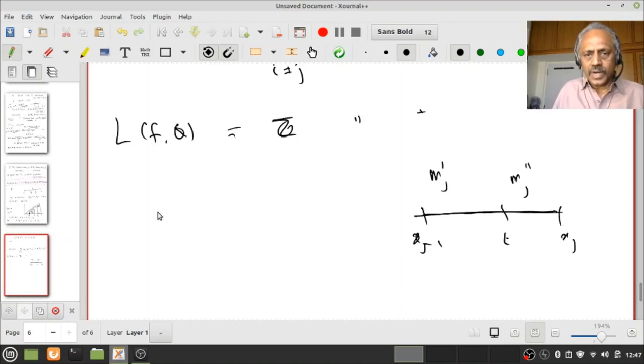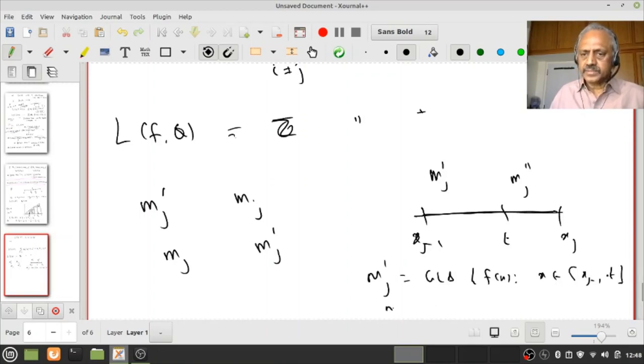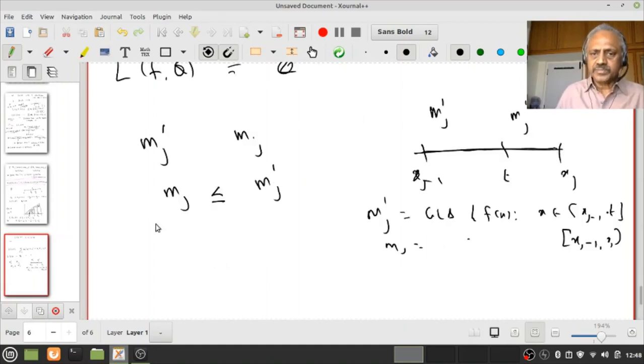Now, what is the relation between m_j dash and m_j? You know that, because m_j dash is the infimum, the GLB, of a subset. m_j dash is the GLB of f(x), where x runs from x_{j-1} to t, whereas m_j is the GLB over x_{j-1} to x_j. So this is a bigger set. Therefore m_j will be less than or equal to m_j dash, because the GLB of a bigger set is less than or equal to the GLB of the subset. And similarly, for the same reason, m_j is less than or equal to m_j double dash. Do you understand this?